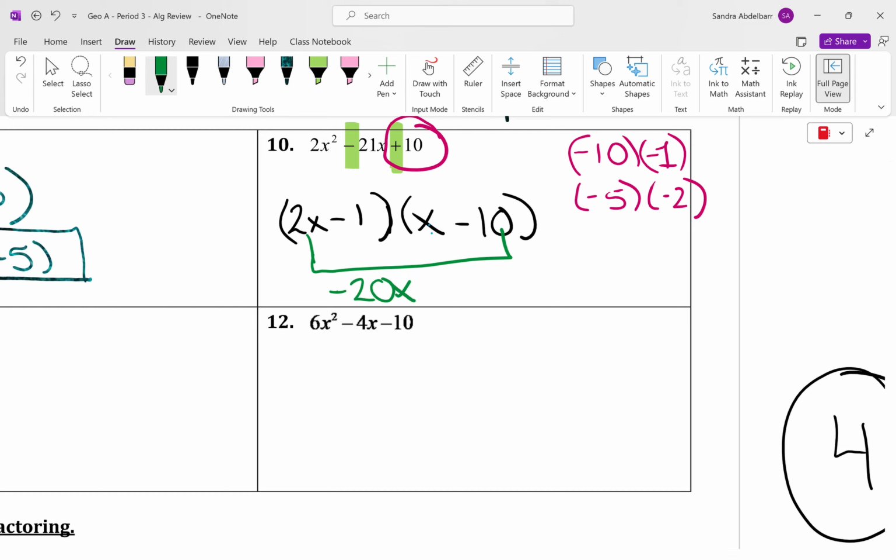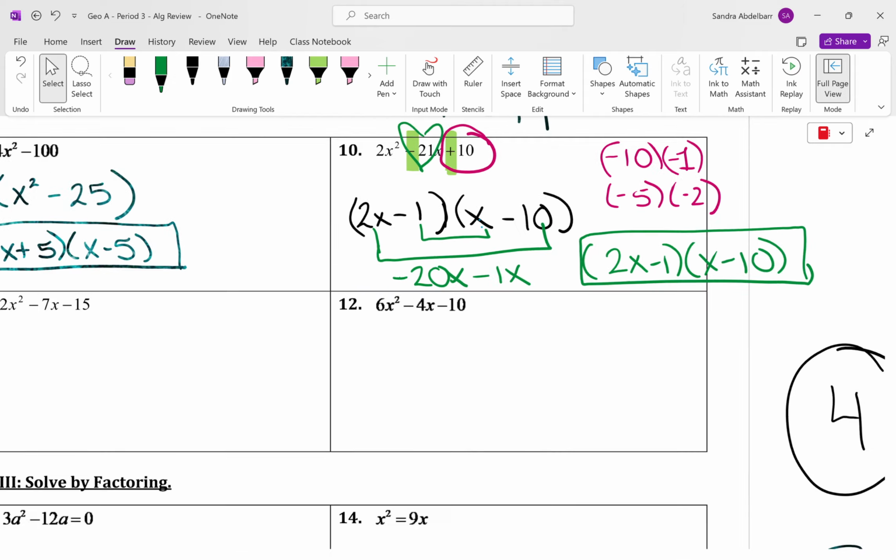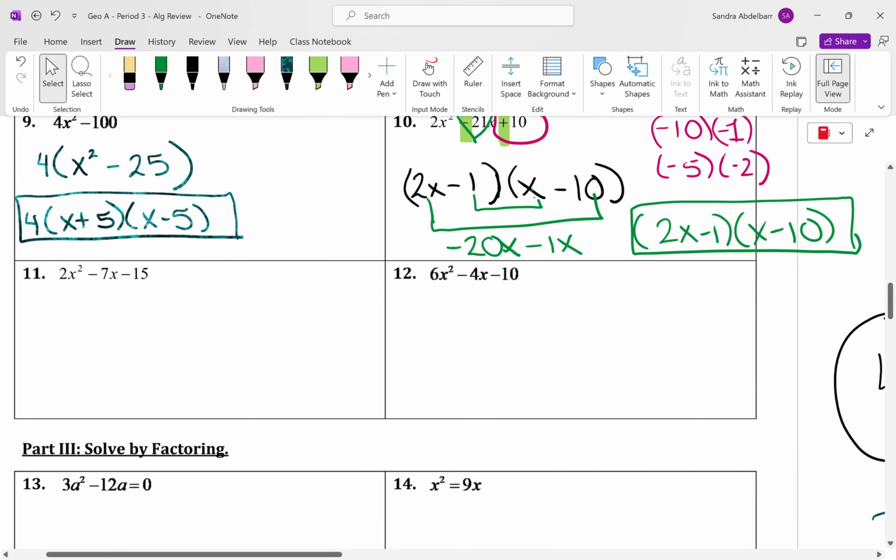So I'm going to do 2x times a negative 10. Isn't that negative 20x? Got me pretty close to that 21. Now I'm going to do negative 1 times x is a negative 1x. What's negative 20x minus 1x? Negative 21x. That's what we wanted. So my factored form is going to be 2x minus 1 and x minus 10. Okay, I want you guys to try number 11.